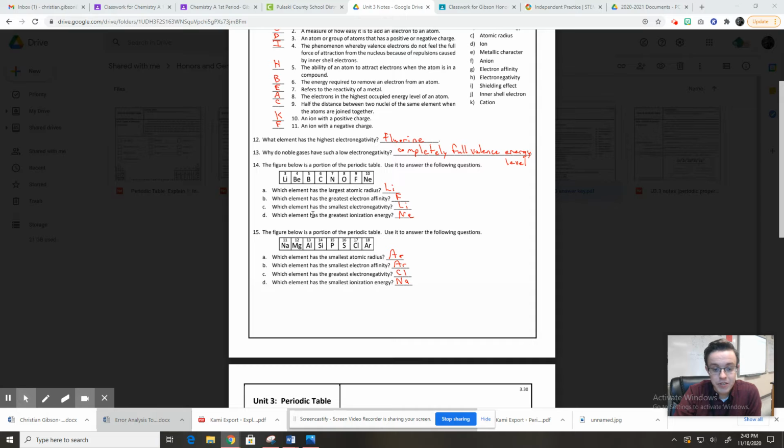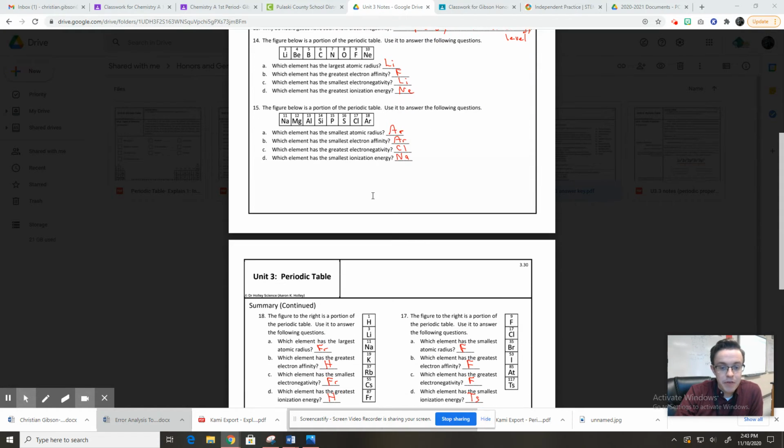And then which one has the greatest ionization energy? That's going to be neon. Because ionization energy increases as you go to the right, and noble gases do have ionization energy. We can take those into account when we talk about that. Okay. Number 15, which element has the smallest atomic radius? Atomic radius increases as you go to the left, so it'd be whatever's over here, and that's argon.